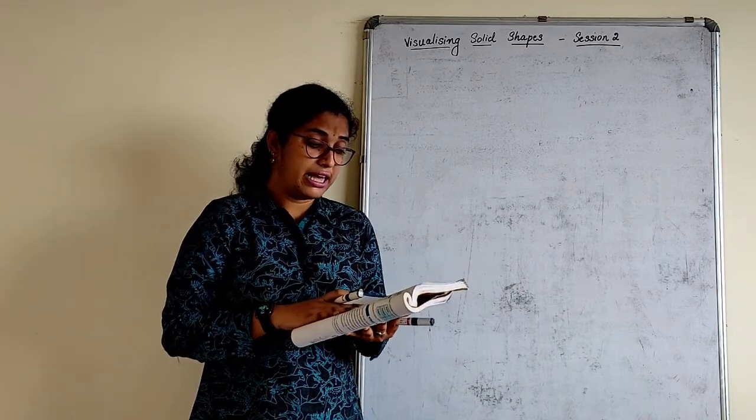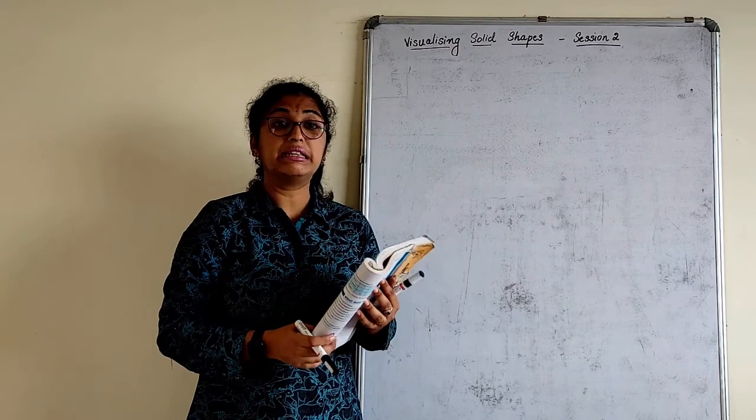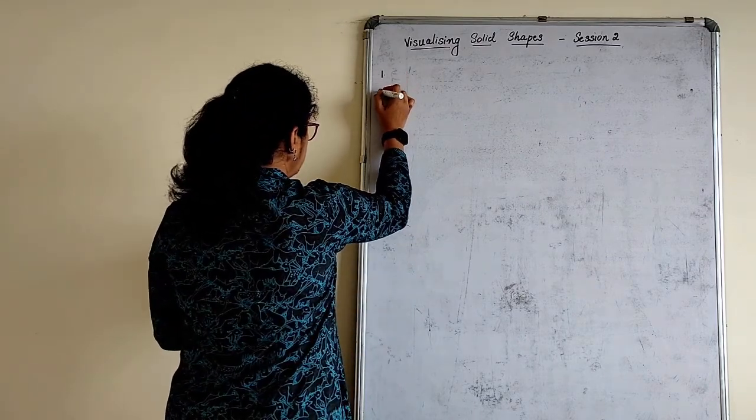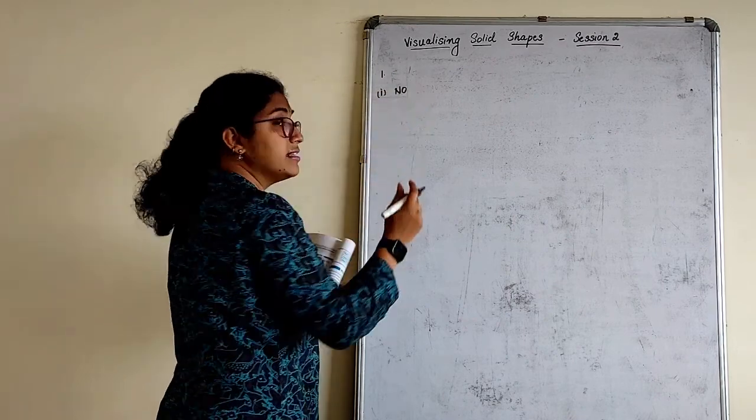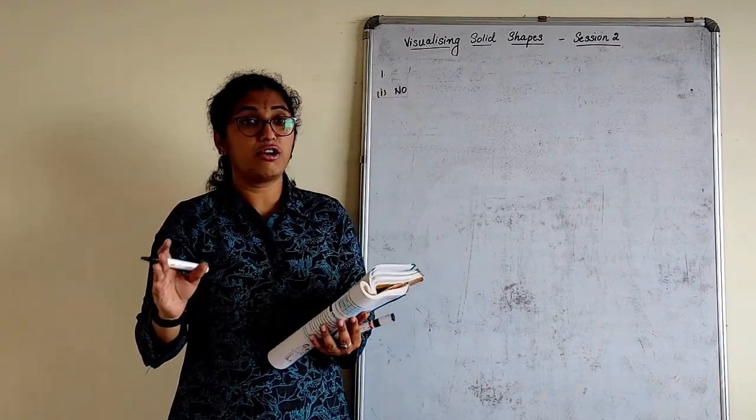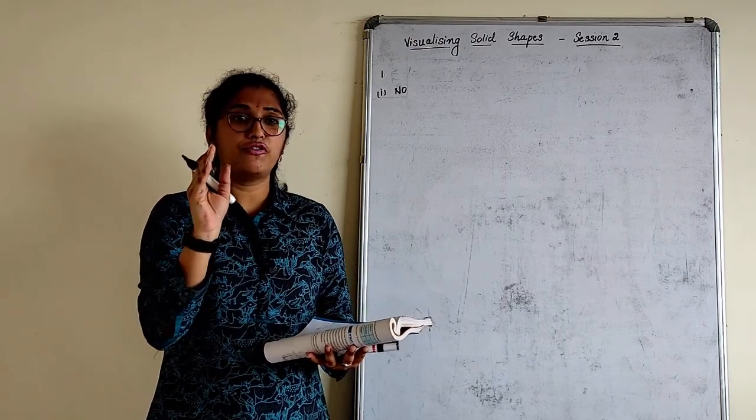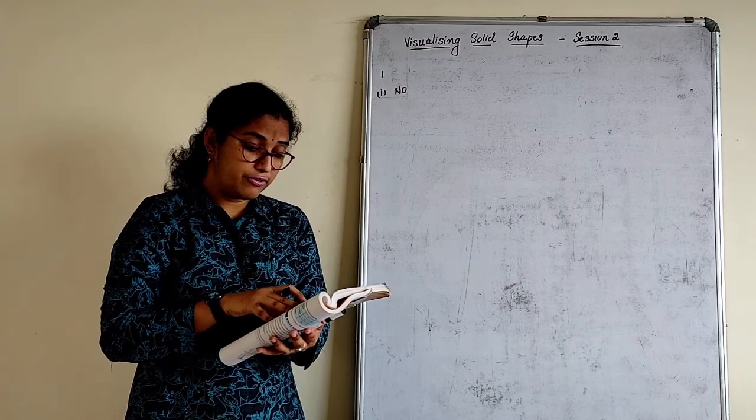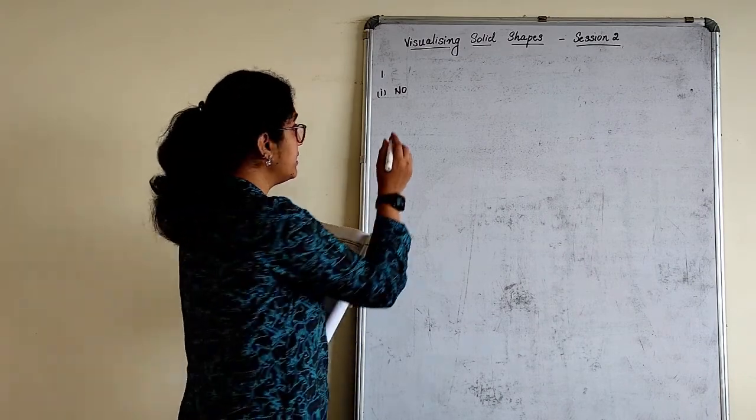Can a polyhedron have for its faces 3 triangles? First one is no. It cannot have 3 triangles. It should have a minimum of 4 triangles. It can be called a tetrahedron, right? Not less than that. Minimum 4 faces a polyhedron should have, remember. Can a polyhedron have for its faces 4 triangles? Yes.